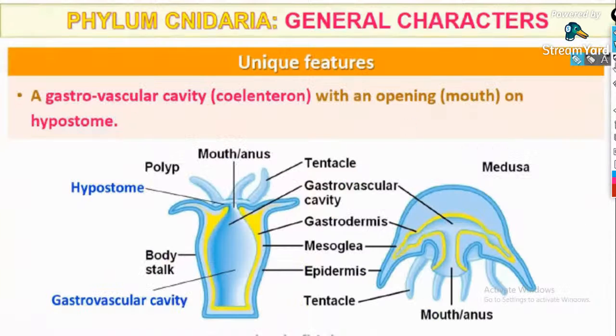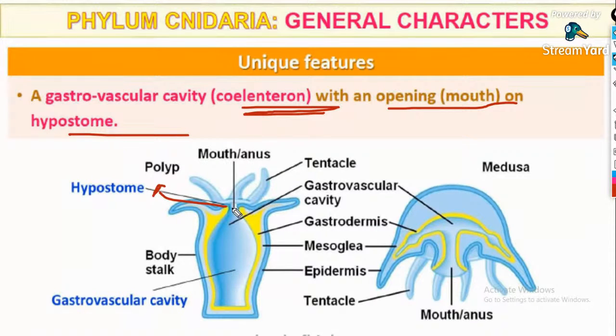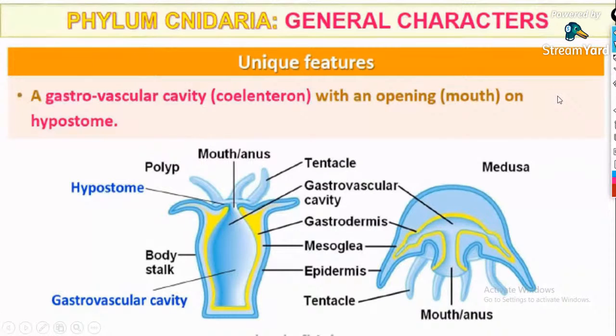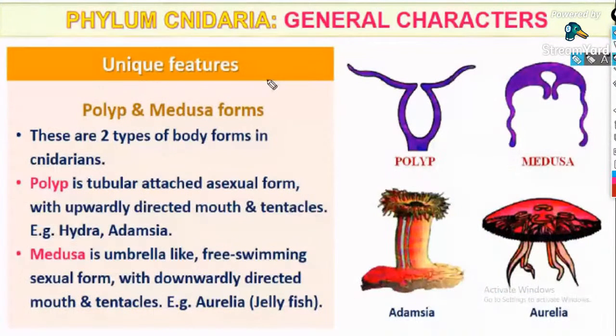Another unique feature, very important: they have a gastrovascular cavity, also known as the coelenteron, with an opening mouth on the hypostome. Look, this structure is known as the hypostome, and it has an opening mouth. This cavity is known as the gastrovascular cavity. Hope you are able to follow. If you have any doubt with any topic, you can comment right now on the screen.